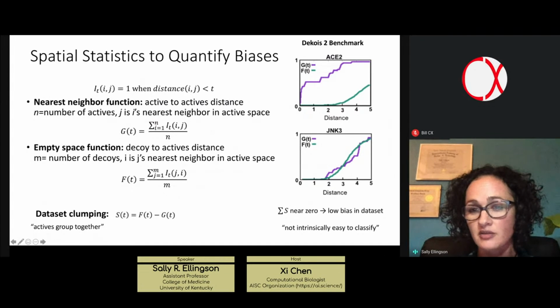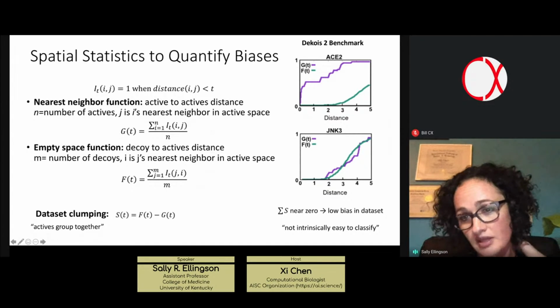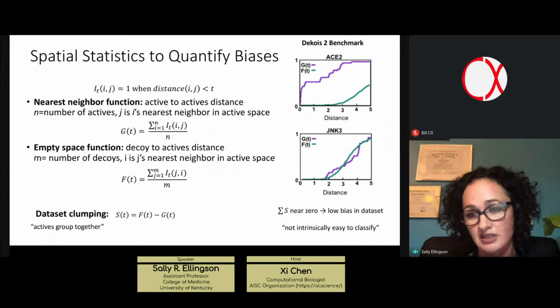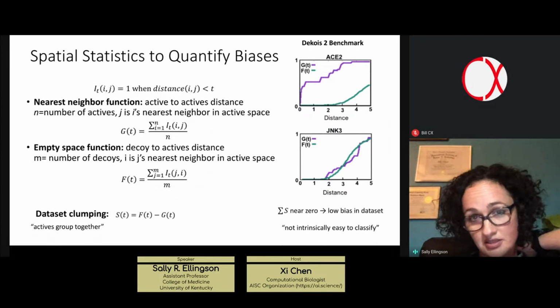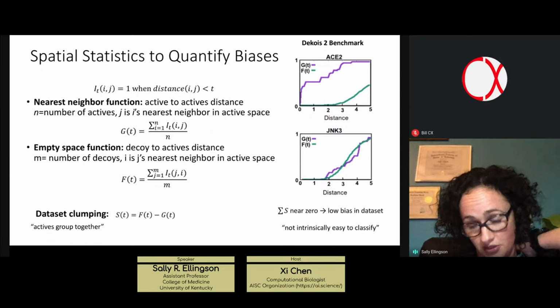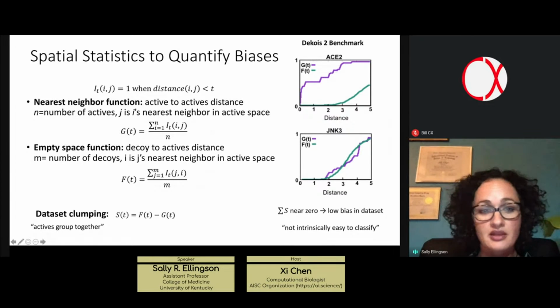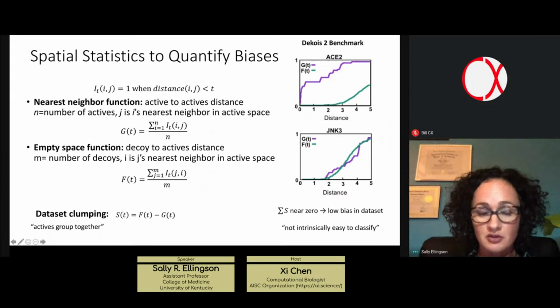And then this bottom example is one of the better proteins in the data set based off of these statistics. You can see that the nearest neighbor and the empty space function closely overlap with each other, meaning that they're very similar in these simple features. And then this other function is a term for data set clumping.